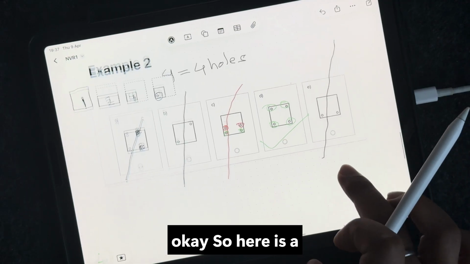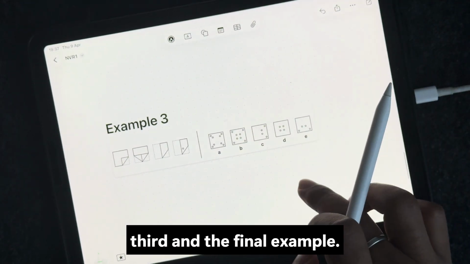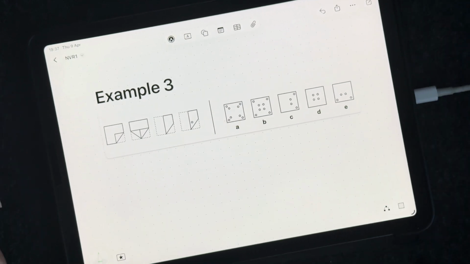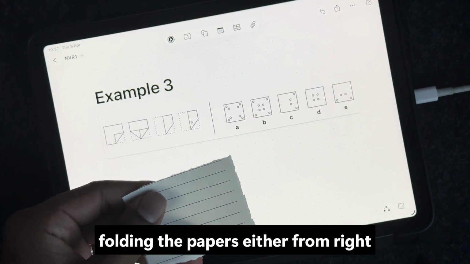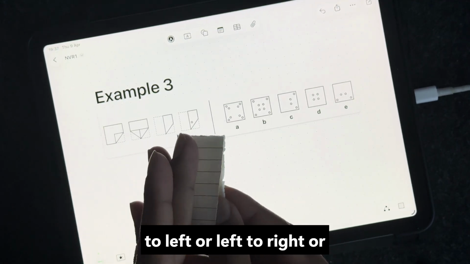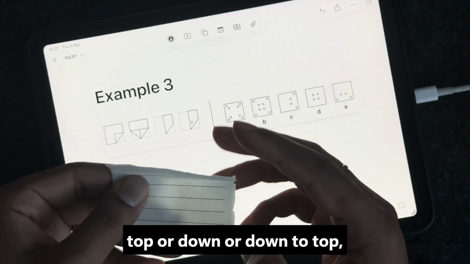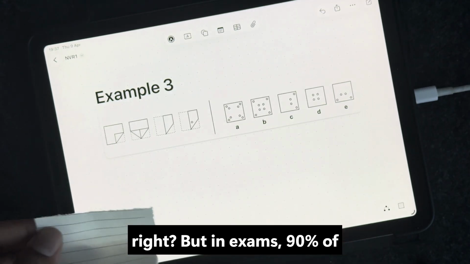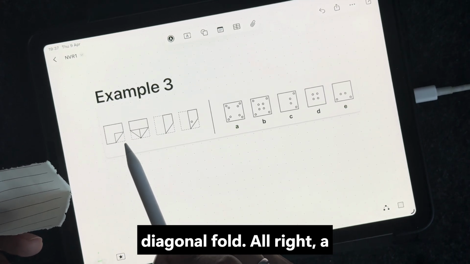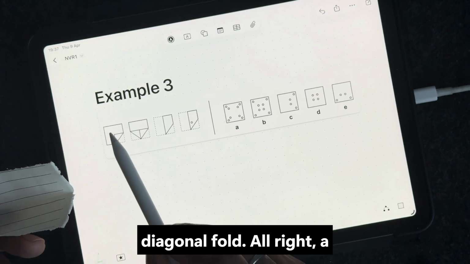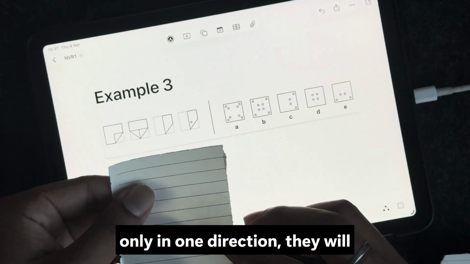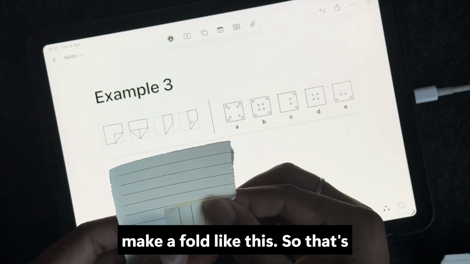Okay. So here is a third and the final example. Till now, we have been only looking at folding the papers either from right to left or left to right or top down to top, right? But in exams, 90% of the time, they will have what we call a diagonal fold, all right? A diagonal fold. So instead of folding it only in one direction, they will make a fold like this.